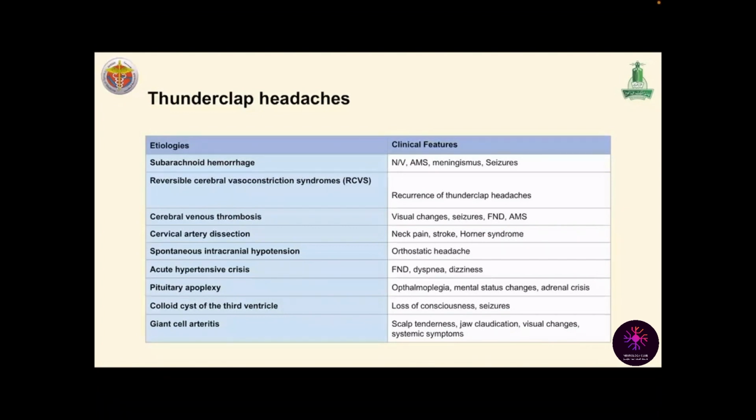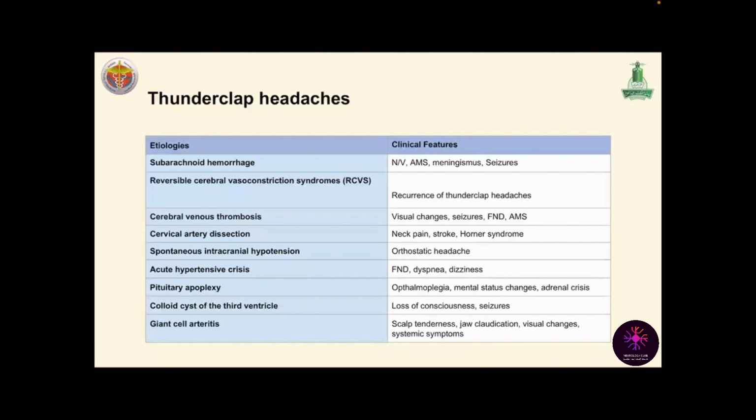Okay, and then moving on to one of the other commonest causes of the thunderclap headaches, we have the reversible cerebral vasoconstriction syndrome. So as the name suggests, this is a reversible condition of narrowing of the cerebral vessels that is usually multifocal, and it's associated with vasoconstrictive drugs like pseudoephedrine or recreational drugs, also pregnancy, migraine, some miscellaneous causes like hypercalcemia.